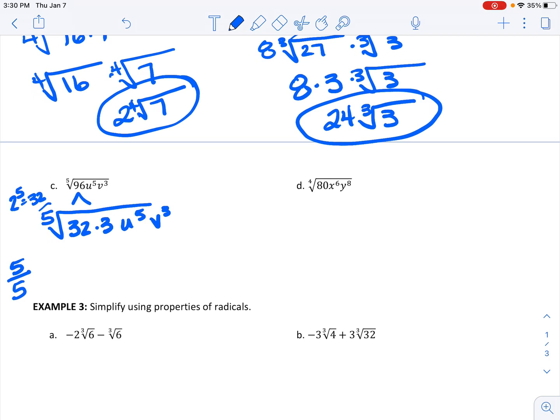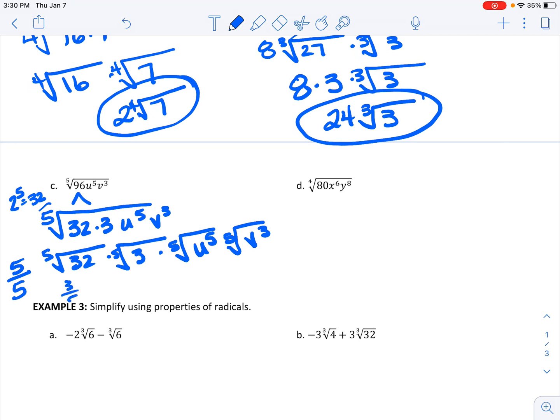Okay, so I know the 5th root of 32, I have the 5th root of 3, I know the 5th root of u to the 5th. Do I know the 5th root of v to the 3rd? Well, does 3 over 5 simplify? Nope, it's a decimal still, so I'm going to leave it inside.